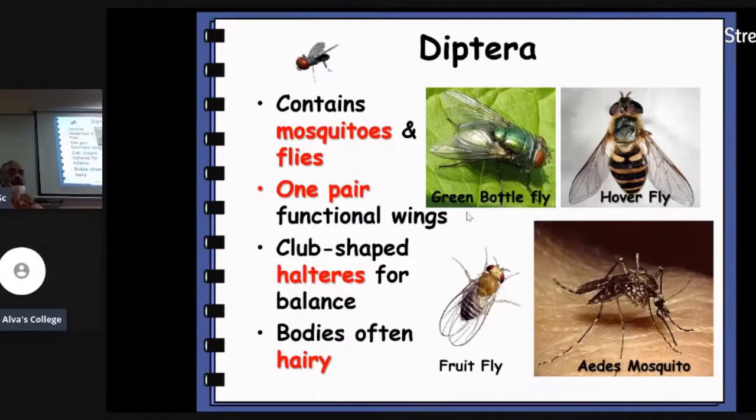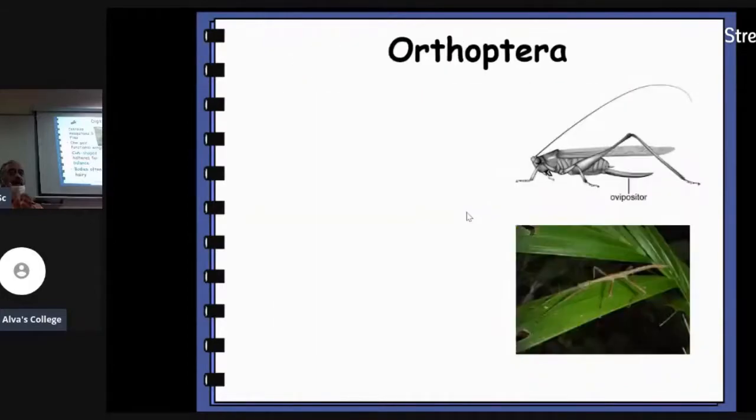Manage fruit flies, of great global importance. Now, I'm sure that the grasshoppers.